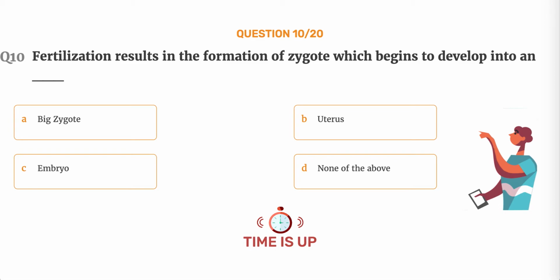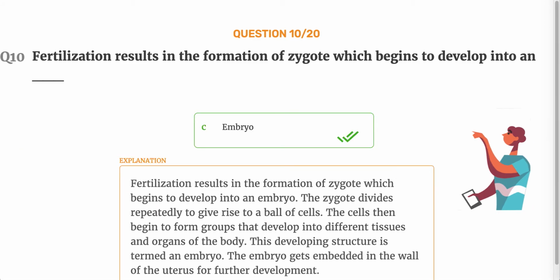The correct answer is option C, embryo. Fertilization results in the formation of zygote which begins to develop into an embryo. The zygote divides repeatedly to give rise to a ball of cells. The cells then begin to form groups that develop into different tissues and organs of the body. This developing structure is termed an embryo. The embryo gets embedded in the wall of the uterus for further development.